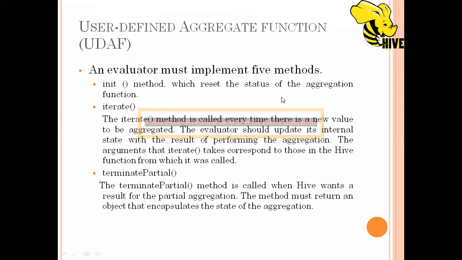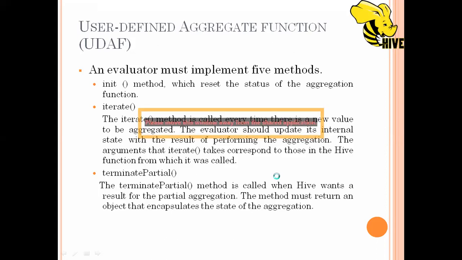Okay. So the method is called when Hive wants the result of a partial aggregation. The method returns an object that encapsulates the state of the aggregation. When we want to terminate in between, for example, here we are dealing with a large number of data. We don't know how many rows and columns there are. Maybe in a partial termination we need only 100 rows. For example, while it is still counting, in between we want to terminate. So we can use terminate partial aggregation.